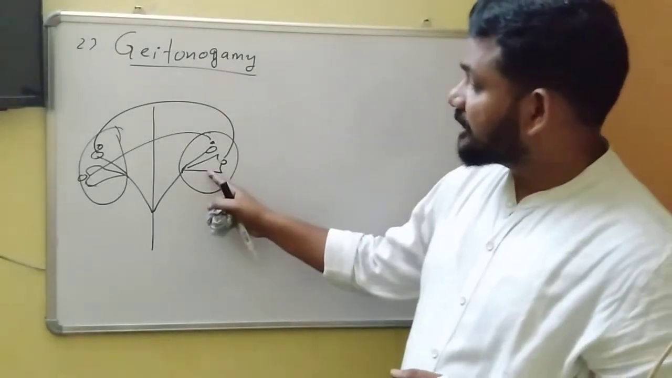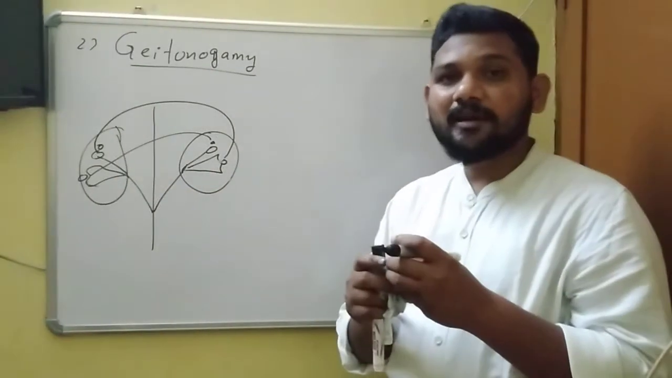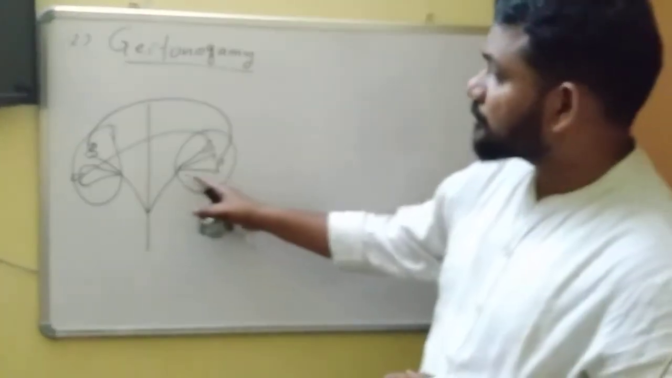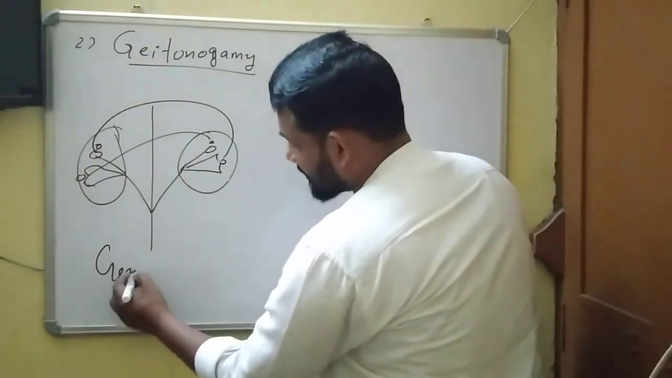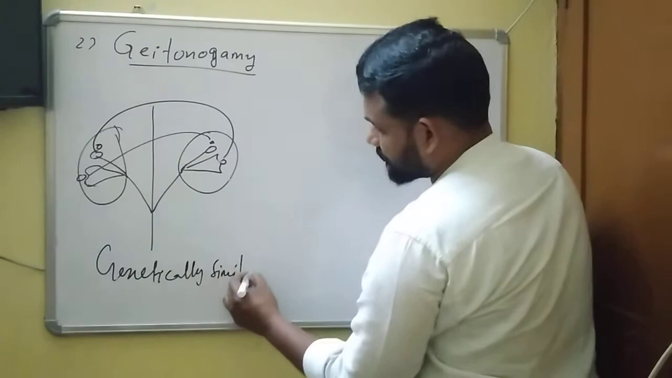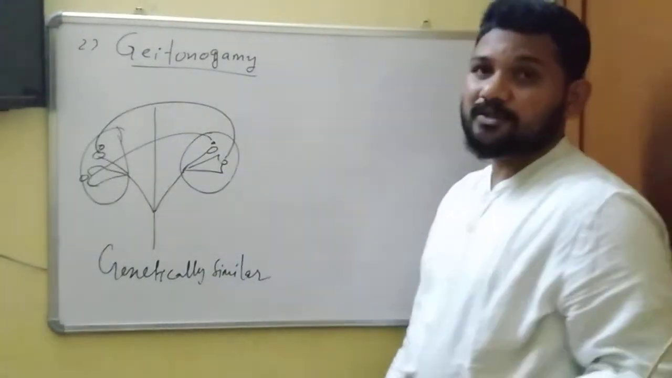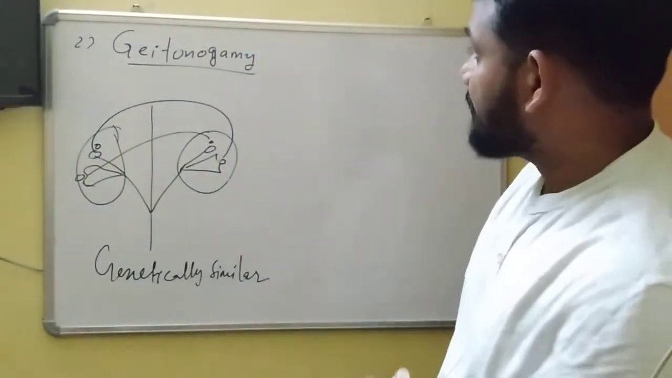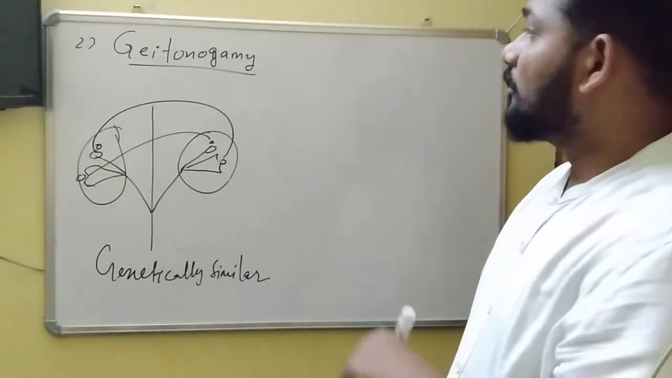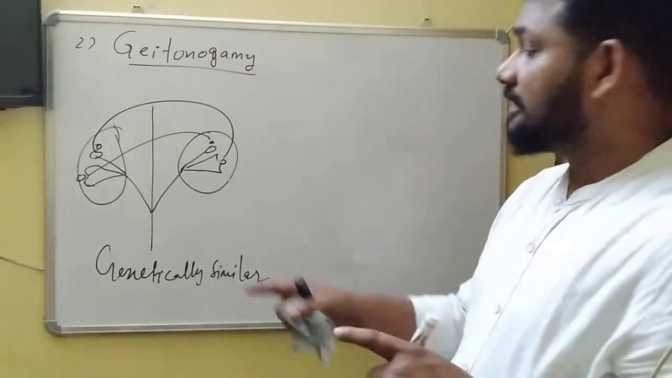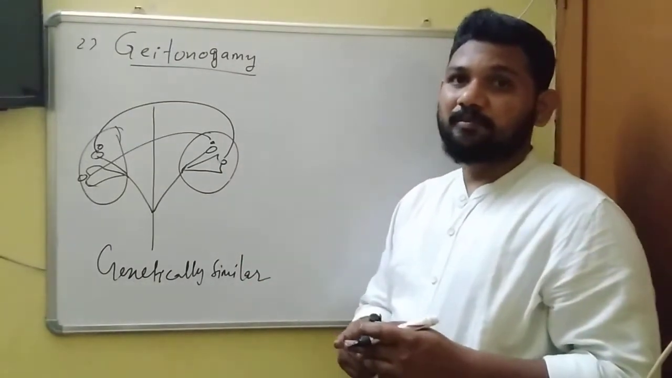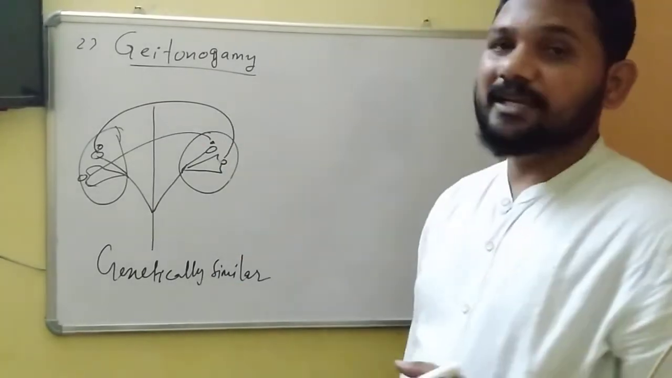These two flowers belong to the same plant, which means they also possess the same genes. That's why these two flowers are called genetically similar flowers. So geitonogamy is best defined as transfer of pollen grain or pollination between genetically similar flowers.